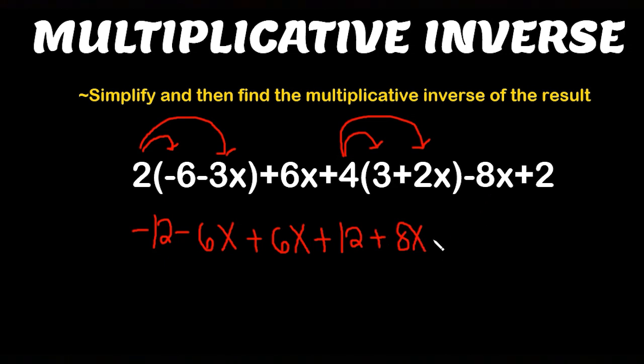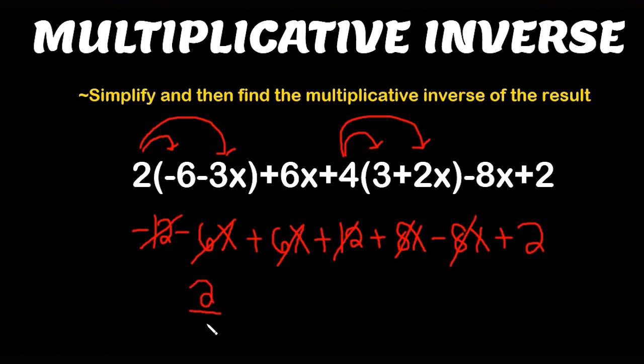Now I'm here, negative 8x, and then plus 2. So this one works out real nice. You can see what will happen here. I have a negative 12 and a positive 12, that cancels out. A negative 6x, a positive 6x, that cancels out. Here I have an 8x and a negative 8x, that also cancels out. I'm left with 2. Now remember, that 2 is really over 1.